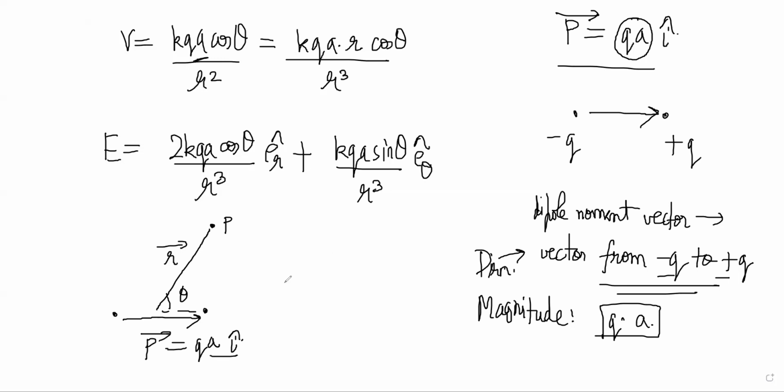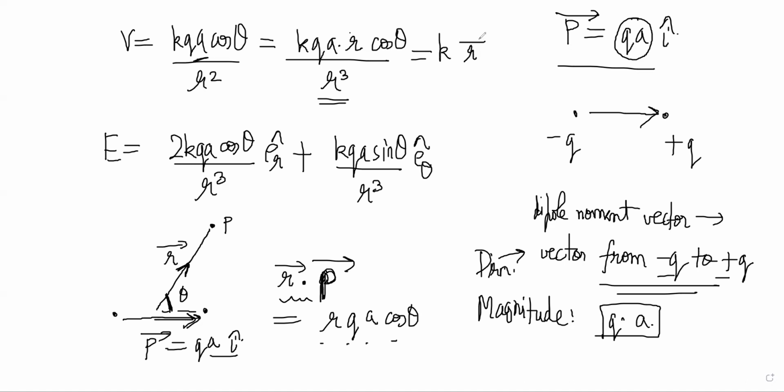Can you see that the dot product of r with the dipole moment vector would be r and qa cos theta? Because the r vector is like this, the dipole moment vector is like this, and the angle between them is theta. So r dot p is rqa cos theta. That's why I multiplied by r and made it r cube here. Now I can write the top part as k, r dot p by r cube, which is a simpler formula.